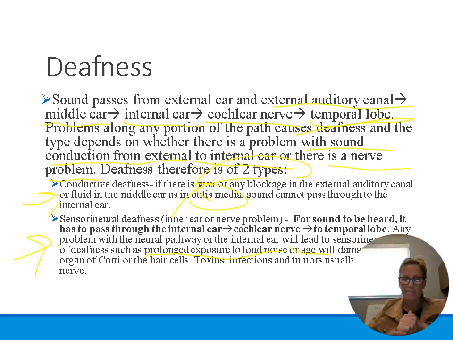There are some specific medications, like gentamicin, for example, an antibiotic that can cause sensory neural hearing loss. There are also some infections that can result in deafness and sensory neural hearing loss, or tumors. If a patient has a tumor that's pressing on the nerve, that can cause sensory neural hearing loss.